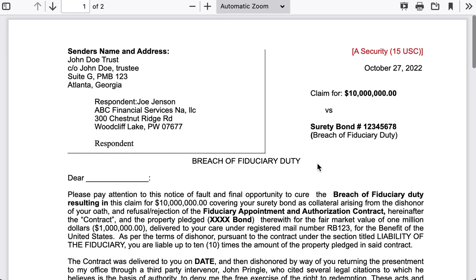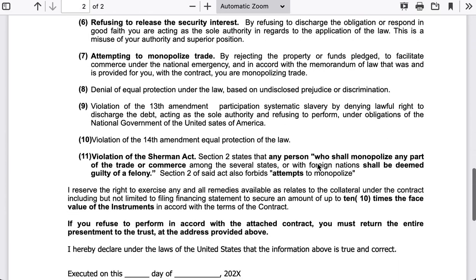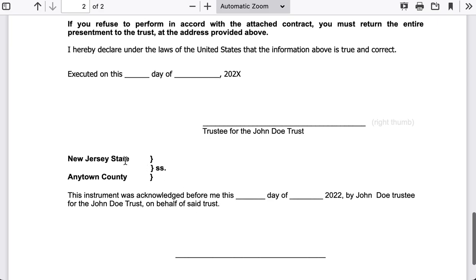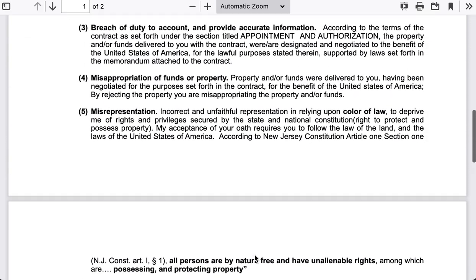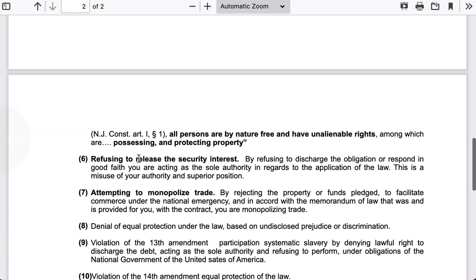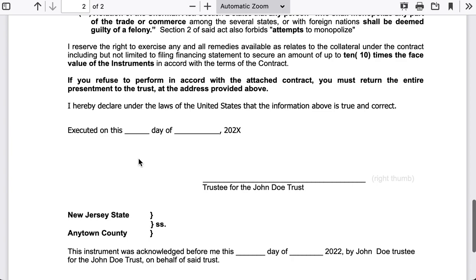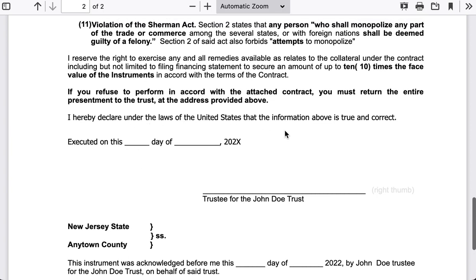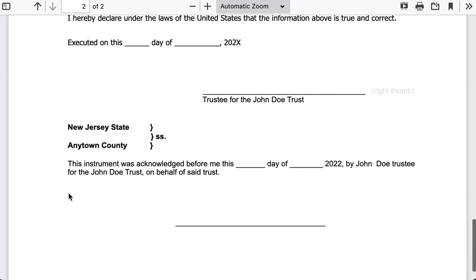The title of this document is Breach of Fiduciary Duty, and I'm making sure that I express it in the form of an affidavit. So I probably should change the way I open this up. I'll do that in the background, but you don't really have to, because I hereby declare under the laws of the United States that the information above is true and correct. If the notary does the jurat, it's an affidavit. And I have to change this because it says this instrument was acknowledged before me.